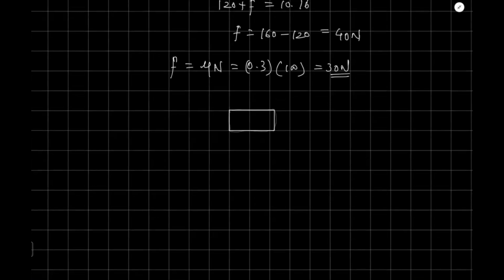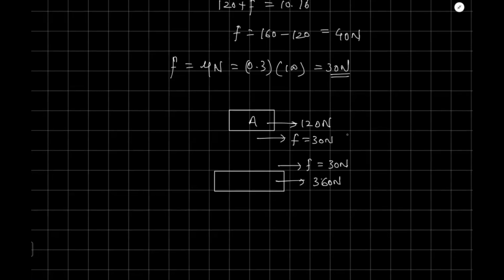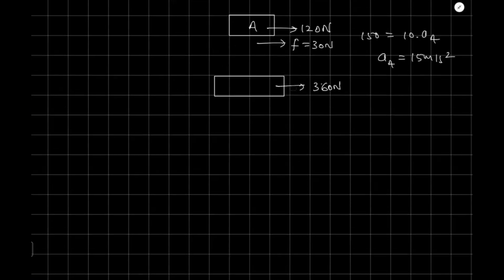What is that case? Let's assume it is block A. On this one, 120 Newton is acting in this direction, and friction force is also acting in this direction. So if you solve this, you'll get 150 is equal to mass 10 into acceleration of A. You'll get acceleration of A equal to 15 meter per second square. And let's say on block B, the friction force will act in the backward direction. That will be 30 Newton. So we'll get F net on B is equal to 360 minus 30, that will be equal to 330 Newton.